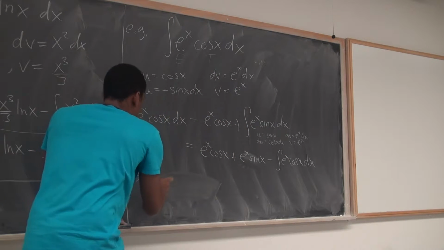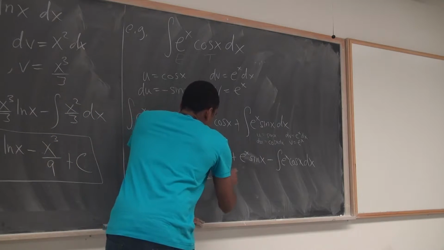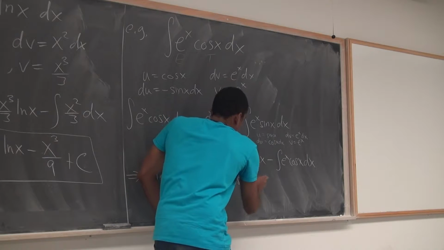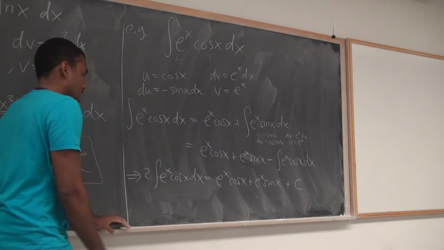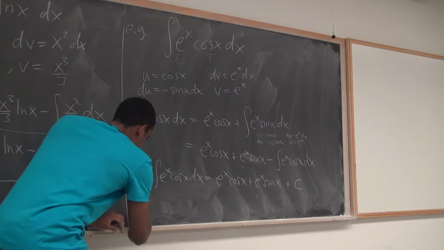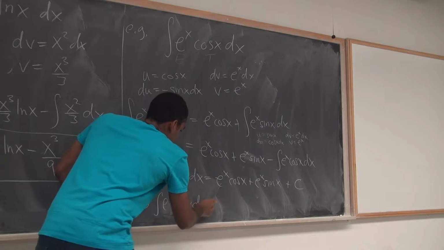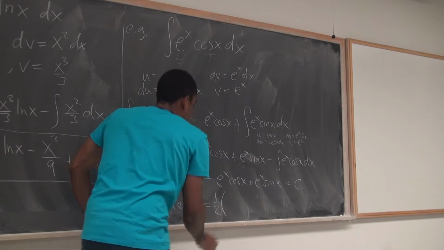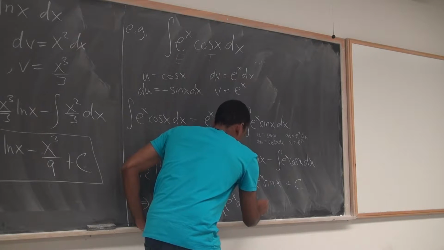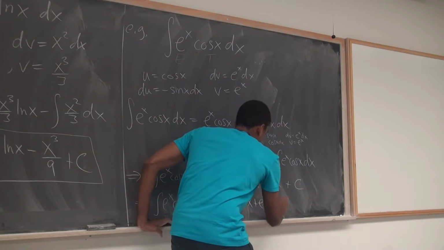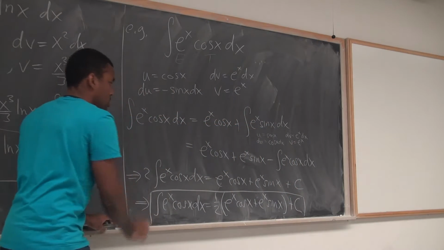This is going to give me 2 times the integral of e^x cosine x dx equals e^x cosine x plus e^x sine x. Of course there's a plus C in there somewhere. And now I just divide by the 2. So the integral of e^x cosine x dx is equal to 1/2 of this guy. And that's how we do it.